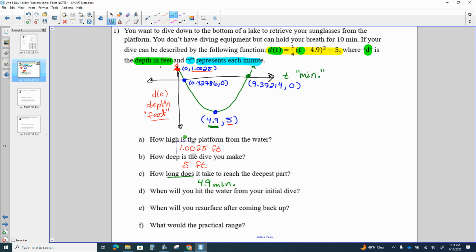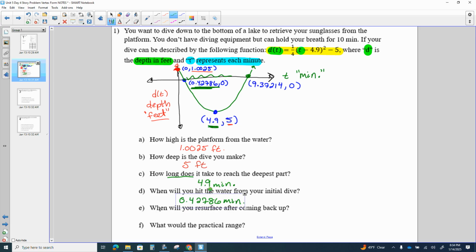And then when will you hit the water from your initial dive? So again, that's a time question because it is a when question. So we're talking about when we'll hit it. So if I look here, this is where he first hits the water. This is where my water is. I look at my X value. I don't care about my Y value. So that's that very first number, and I'm going to copy that one down. So that's at 0.42786. And I put my minutes.